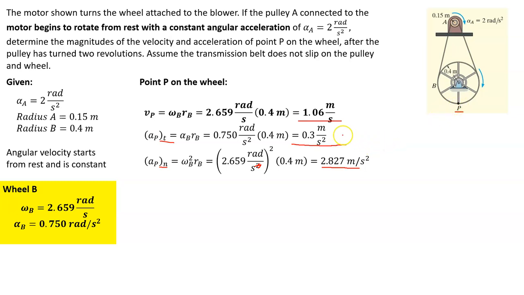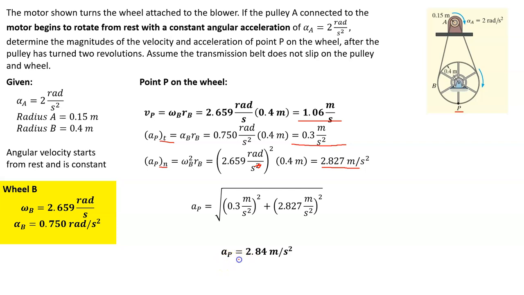So what we need to do is find the resultant of those two, and that will get us our magnitude. All we need is the root sum squared. So this is the magnitude of the acceleration of point P. We have the square root of 0.3 meters per second squared plus 2.827 meters per second squared, each quantity squared. So the square of both of those, and then take the square root. What we end up with is a magnitude of 2.84 meters per second squared. So there's the magnitude of both the velocity of point P on the big wheel and the acceleration of point P on the wheel.